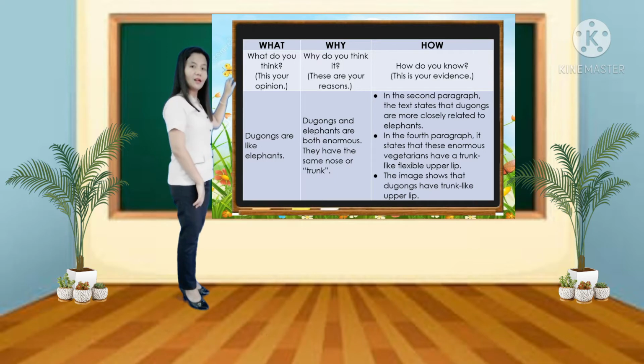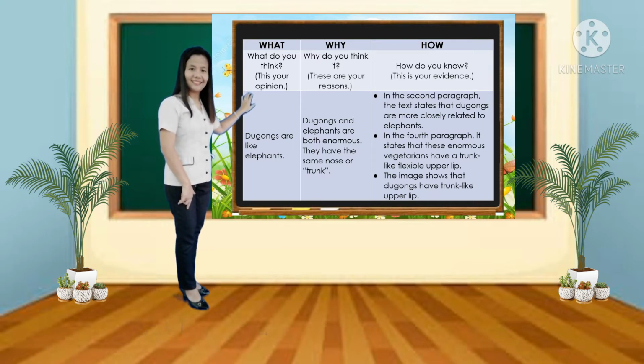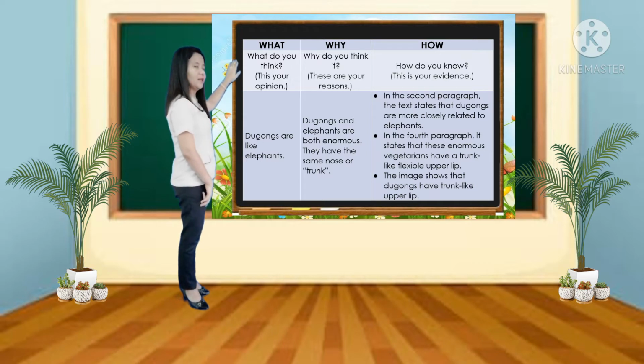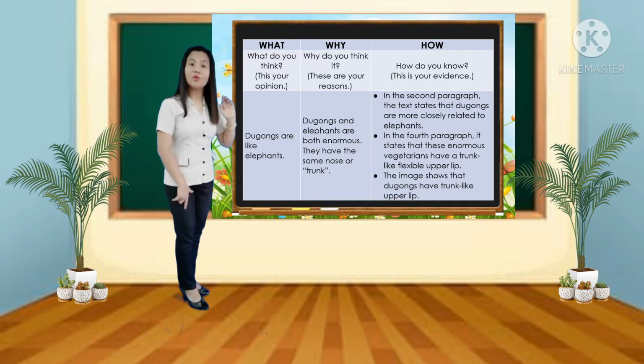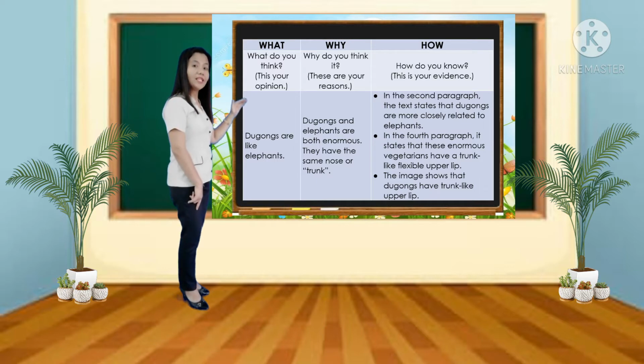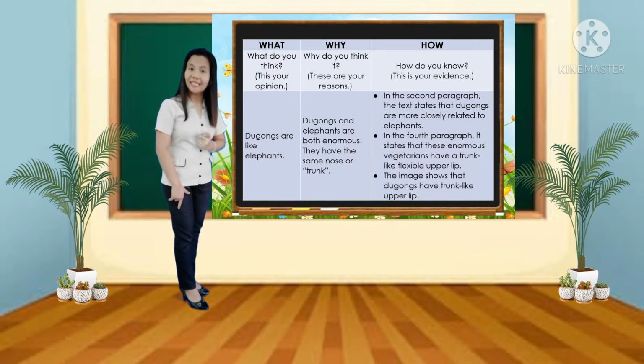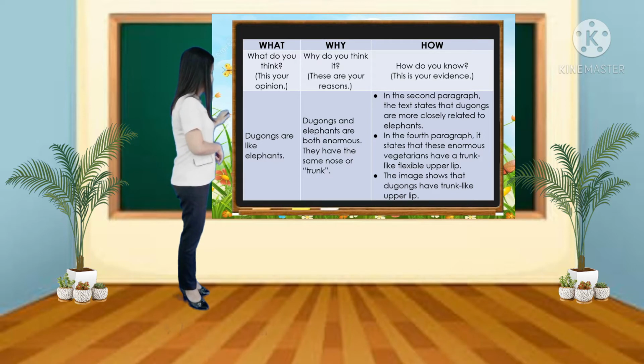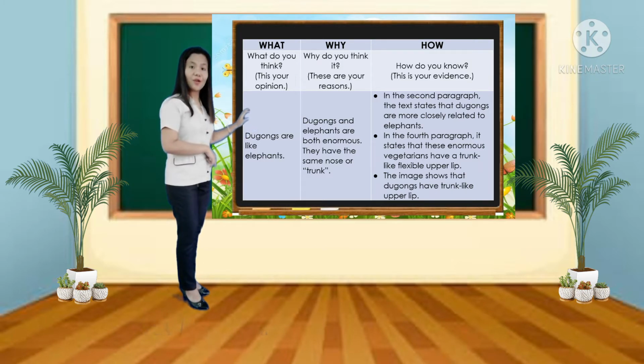What do you think our dugongs look like? And the answer is, dugongs are like elephants. That is your opinion. Let us now proceed to the second question. Why? This represents your reasons. You have to state now your reason. Why do you think that dugongs are like elephants? So your answer could be, dugongs and elephants are enormous. They both have a trunk or a nose.